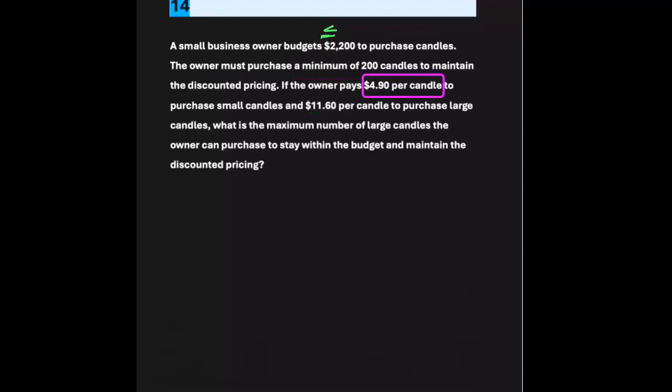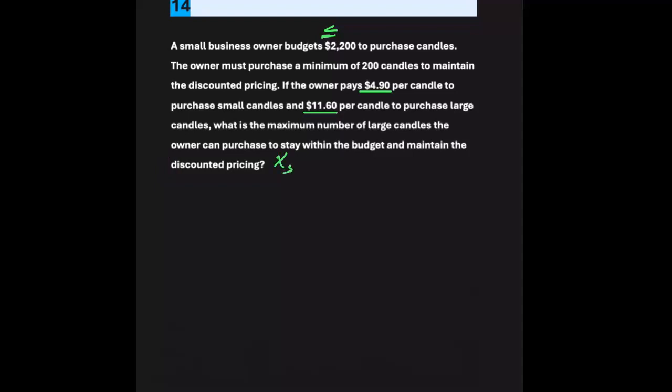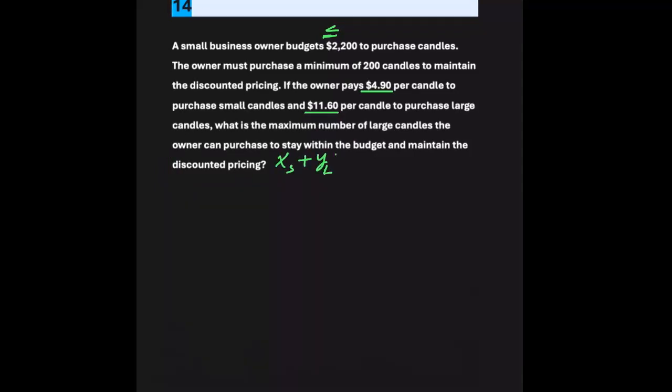The price of the small candles is $4.9, and for the large candles, $11.6. And the question is asking, what is the maximum number of large candles the owner can purchase to stay within the budget and maintain the discounted pricing? Let us see how we can set it up. Let's call X the small candles plus Y the large candles. Together, they must be a minimum of 200, which is greater than or equal to 200.